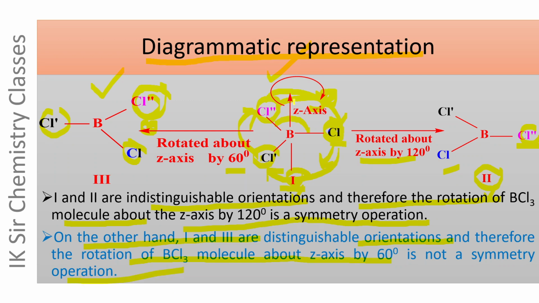The rotation of the BCl3 molecule about the Z axis by 60 degrees is not a symmetry operation because it leads to an orientation 3 which is different from 1, the initial one. On the other hand, rotation of the BCl3 molecule about the Z axis by 120 degrees is a symmetry operation because it leads to an orientation 2 which is indistinguishable from the initial one.